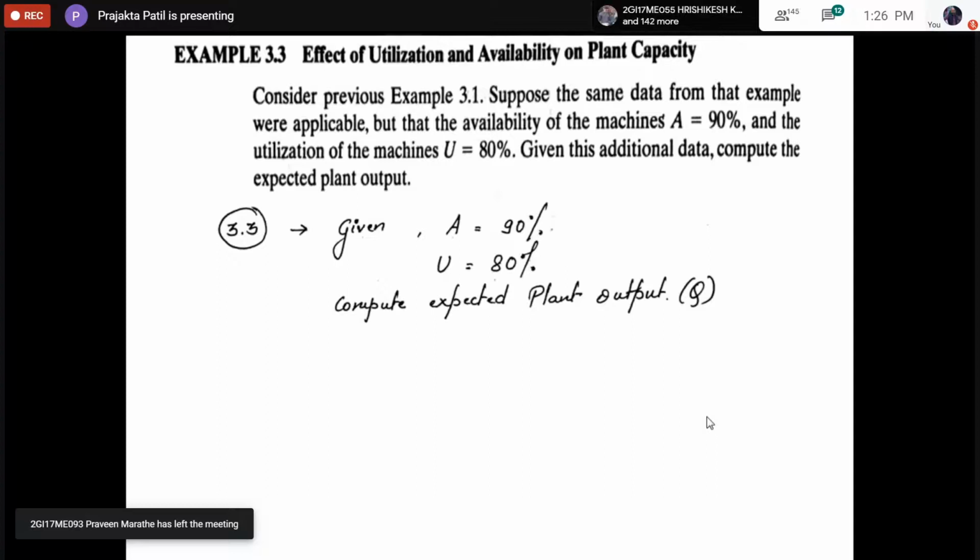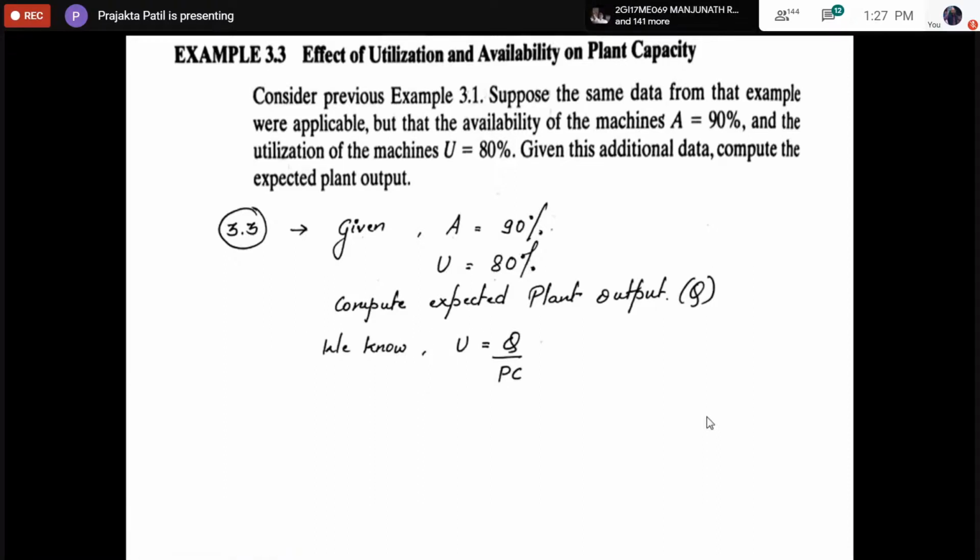Can anybody tell me which is the equation that we can use here? Have we found any equation to get the value of Q? Q by PC. What is Q by PC? Utilization equal to Q by PC, ma'am. Yes, so you can use that equation and get the solution.